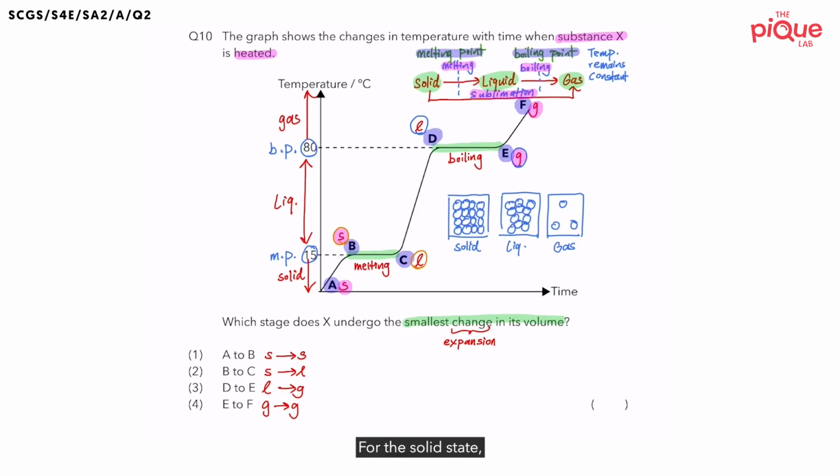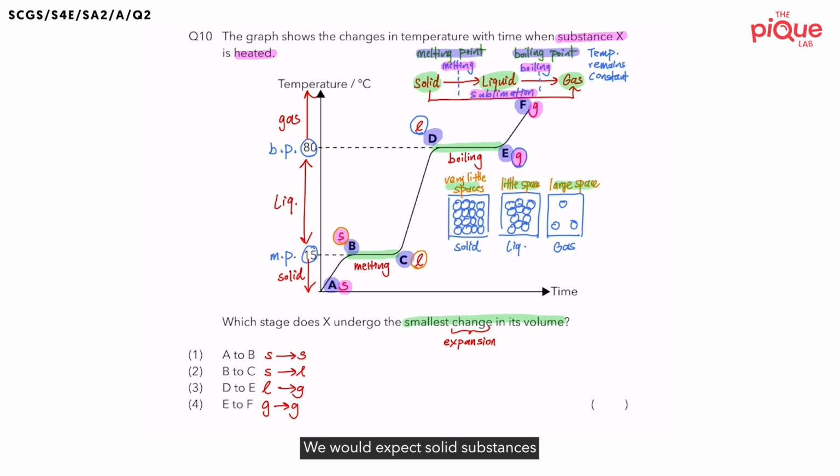For the solid state, we can see that the particles are very close together, and there are very little spaces between them. Whereas for the liquid state, there are just slightly more space between the particles. Nonetheless, the increase in spacing is rather insignificant. And lastly, in the gaseous state, the particles are spaced very far away from each other. Well, how do you think the spaces between particles affects expansion?